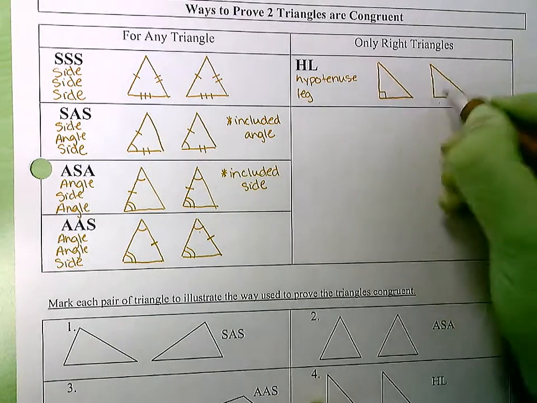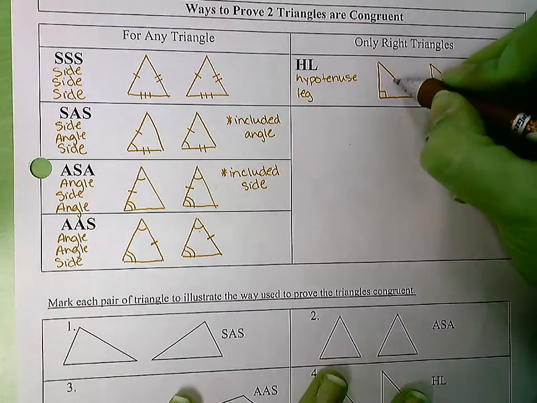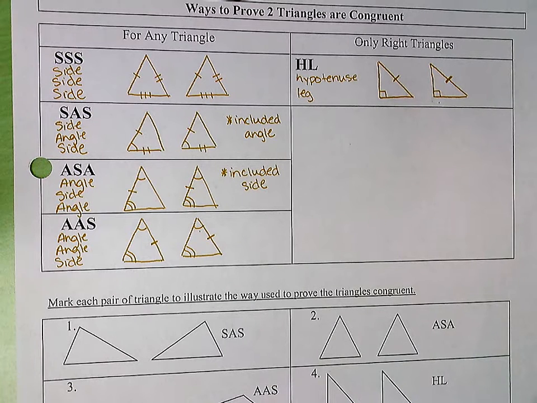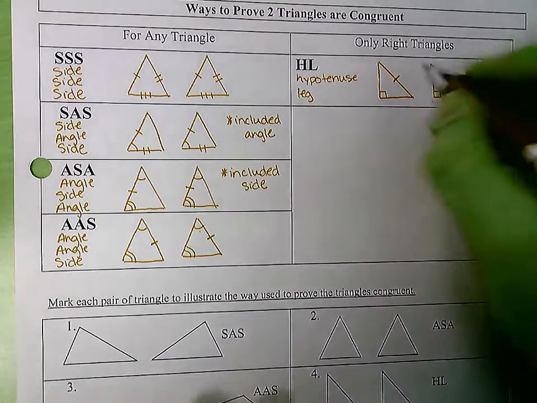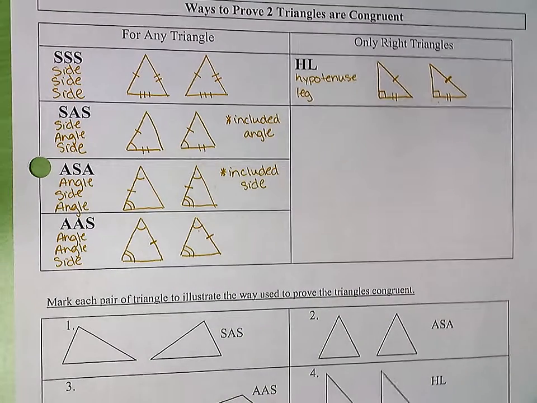Okay, and I need that right angle. Now with hypotenuse leg, that means that your hypotenuse on both triangles have to be congruent. So I for sure need those both hypotenuse congruent. And then I need one of the legs congruent to each other in both triangles. Okay, so it doesn't matter which leg. I'll take this bottom one.